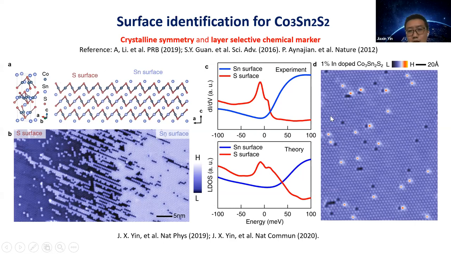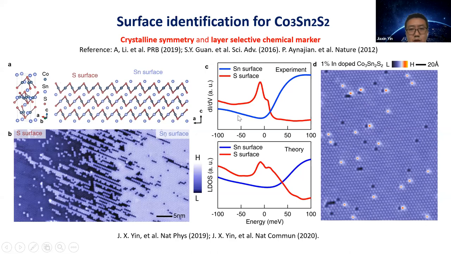Then we designed a new experiment using 1% indium dopants to selectively dope this material, because indium is known to dope into the tin layer, but not the sulfur surface, from the chemistry point of view. And indeed on the vacancy surface, which is identified as tin, we observe almost 1% impurities. So it's consistent with the nominal doping and further confirms our identification.